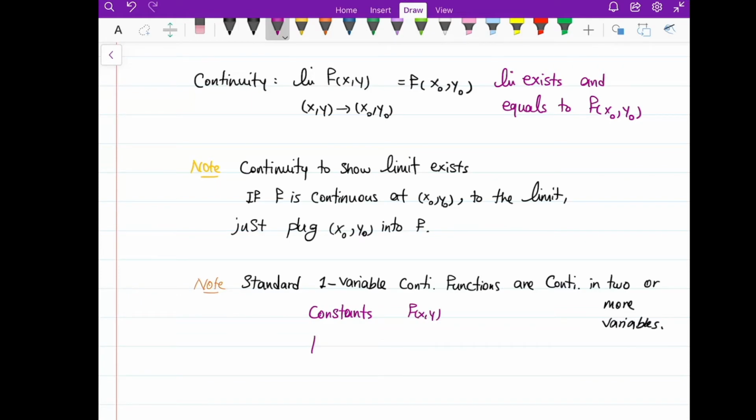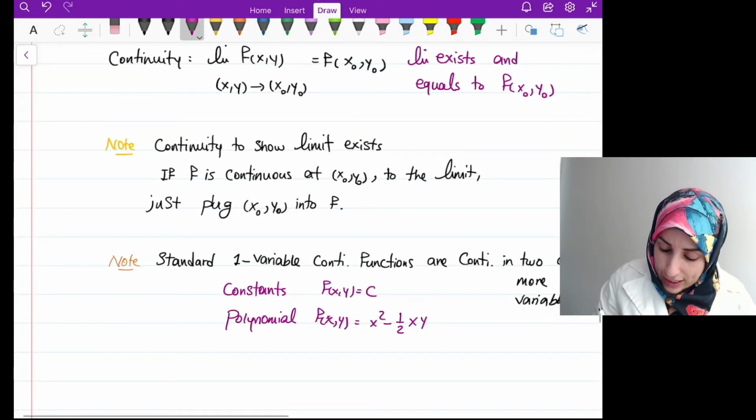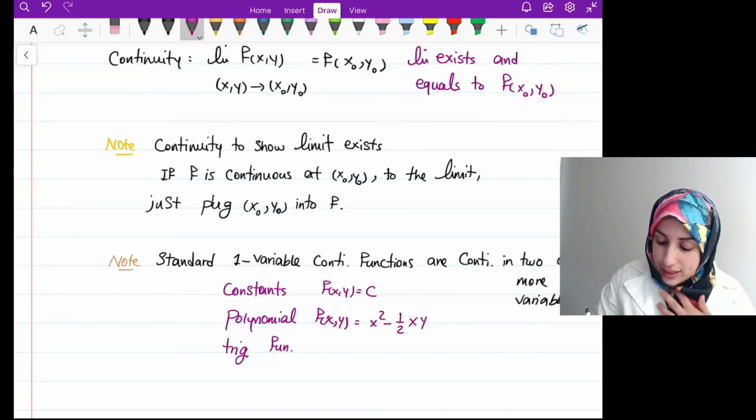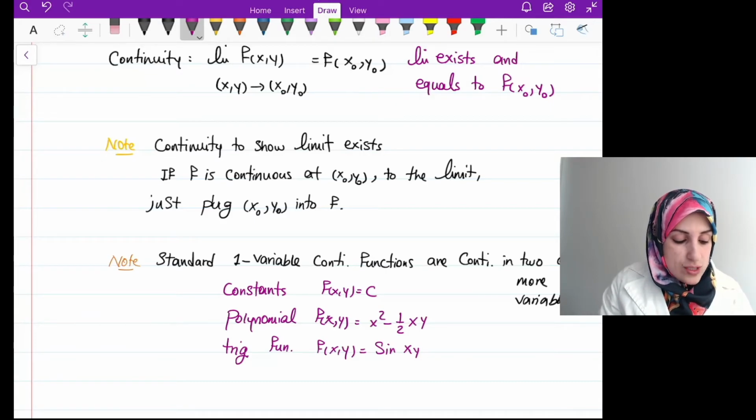For example, f of x and y equals some number. Like polynomials. The function could be like this, let me write it: f of x and y equals, for example, x squared minus 1/2 xy. Something like that, no square root and no fraction. No trig function in it. Actually, trig functions are also continuous. So, for example, f of x and y equals sine of x or y, or cosine.